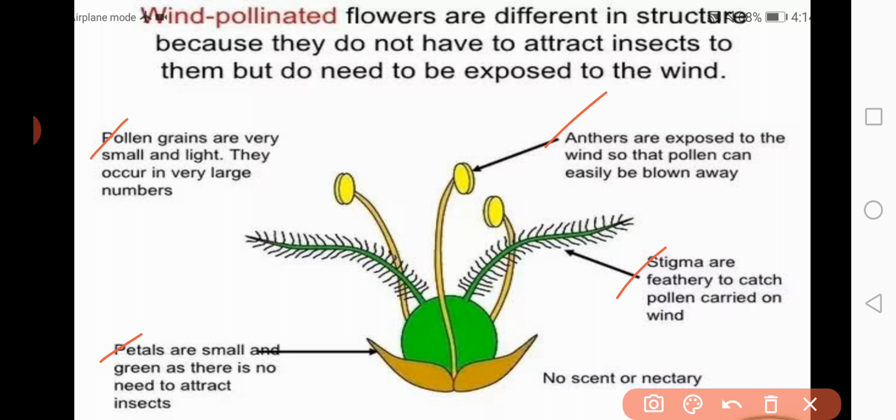And the last character is no scent or nectar. They do not possess any fragrance or any nectar. Am I clear? So these are about the wind pollination.